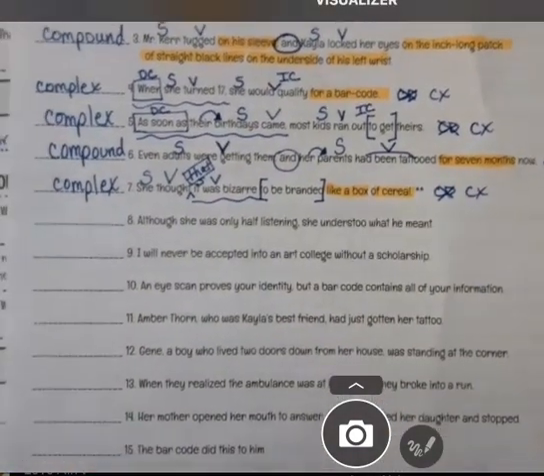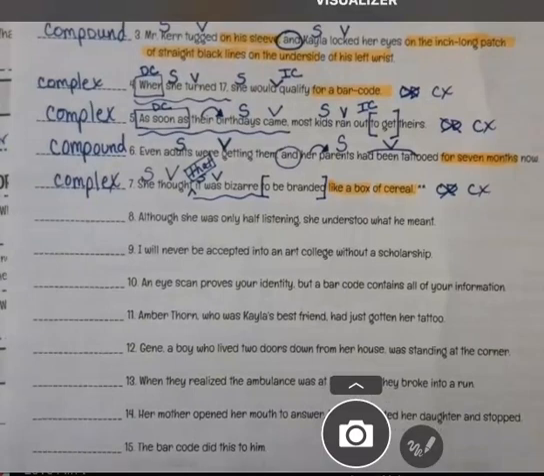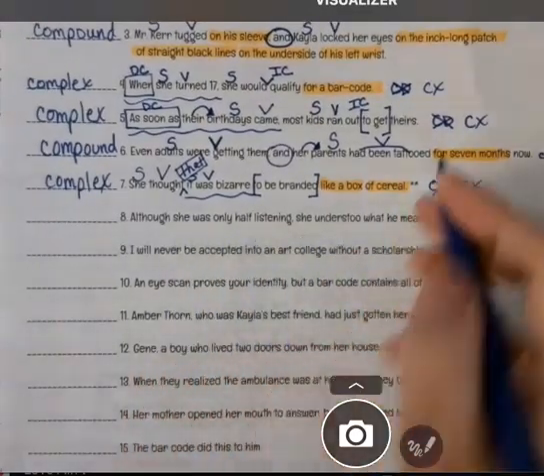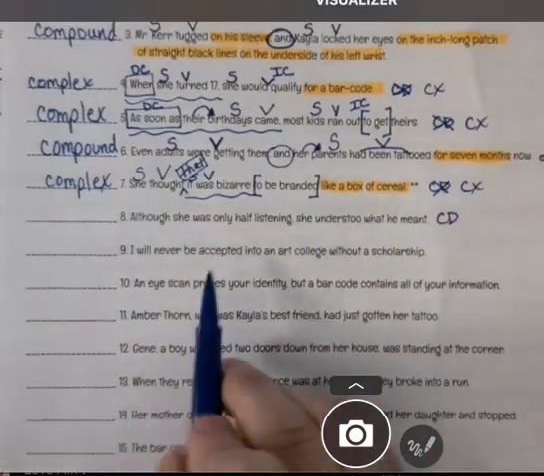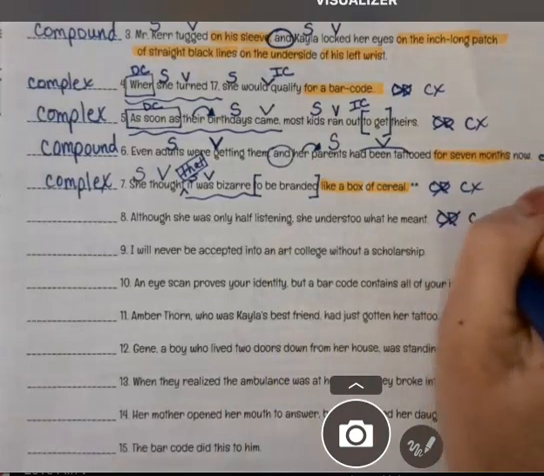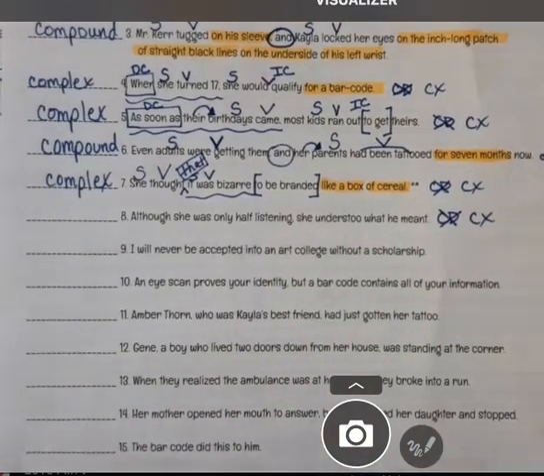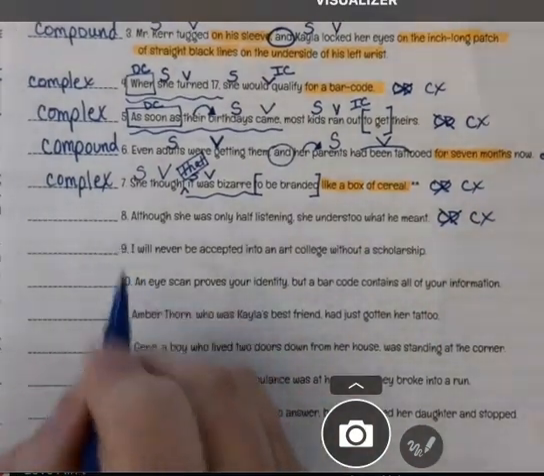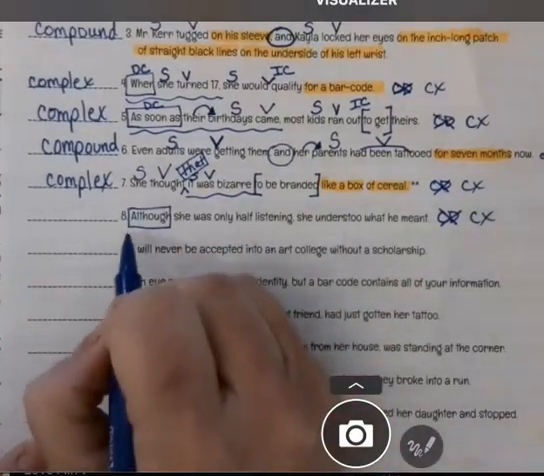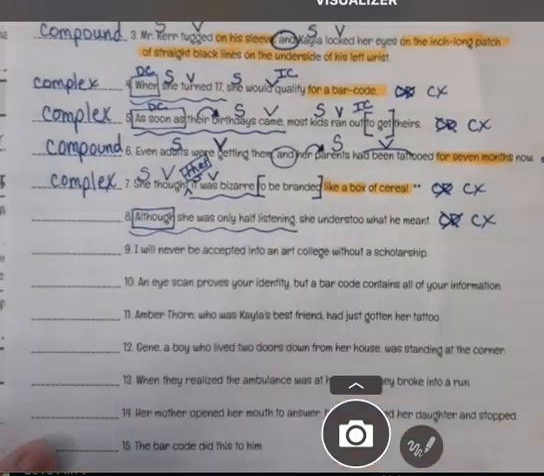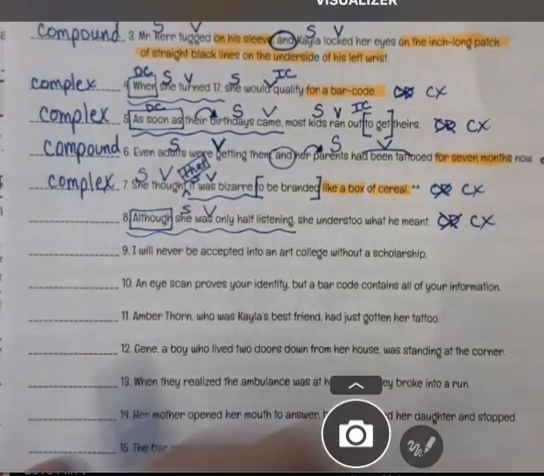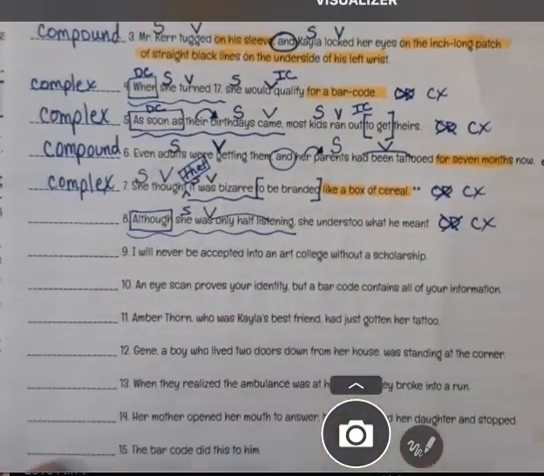Although she was only half listening, she understood what he meant. So look for phrases, and I don't see any. So I'm going to look to see if there's a comma conjunction. I see a comma, but it's a comma she, so that's not going to work. Now I'm going to look for a complex, and I recognize right away, although she was only half listening. She is the subject, was is the verb, or actually was listening works together.